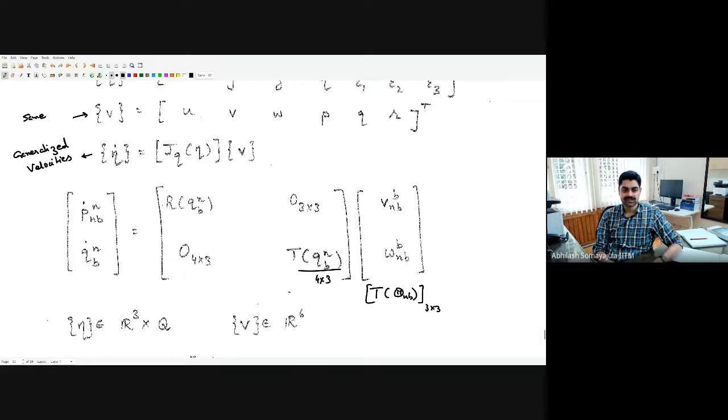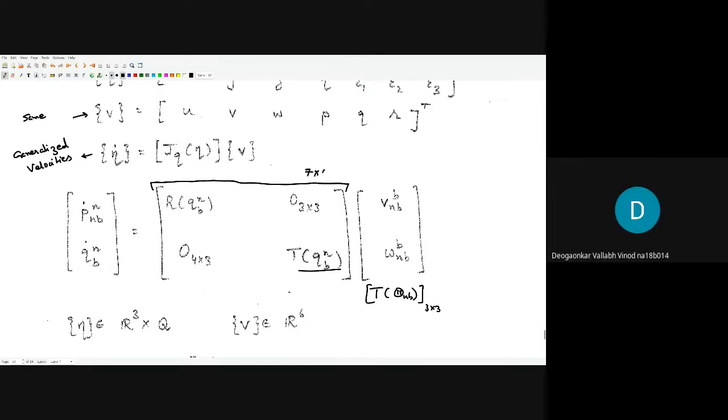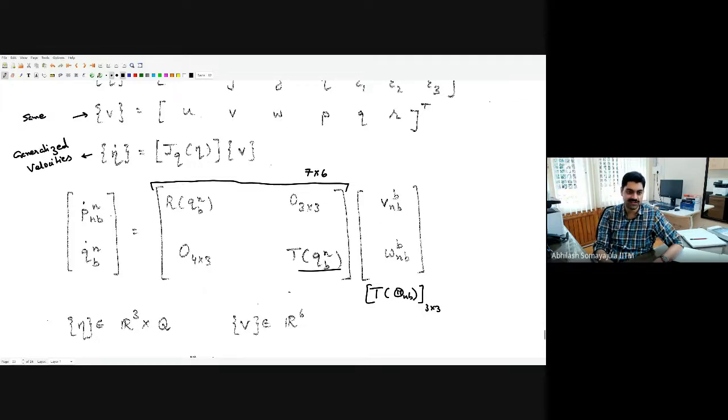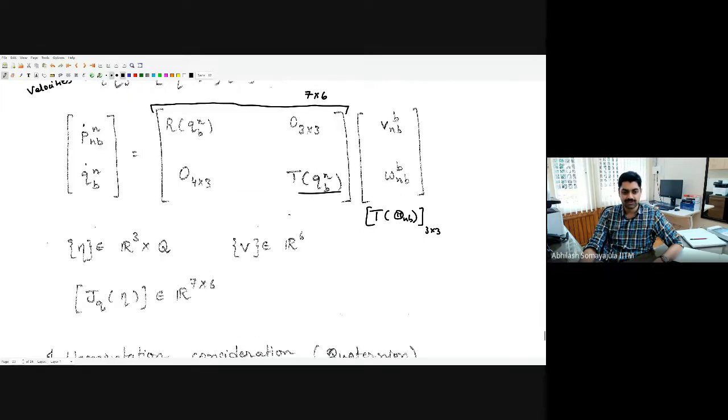So when I take the total transformation, what will be the size of this big matrix which we see here? That will be 7 cross 6, right? Because there are 6 quantities here and 7 quantities here, so the total should be 7 cross 6. Where our eta vector, the generalized position vector, belongs to a space of 3 real numbers denoting the position and a quantity from the Q set, which denotes a unit quaternion, and nu here represents 6 real numbers, and the J matrix is of size 7 cross 6.